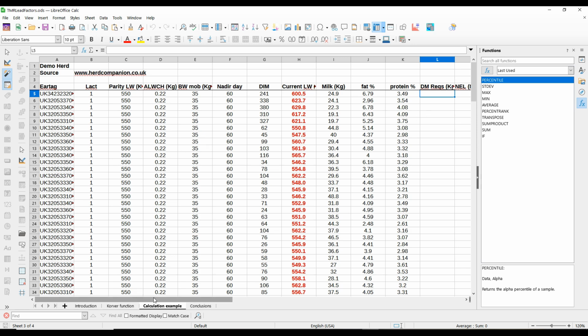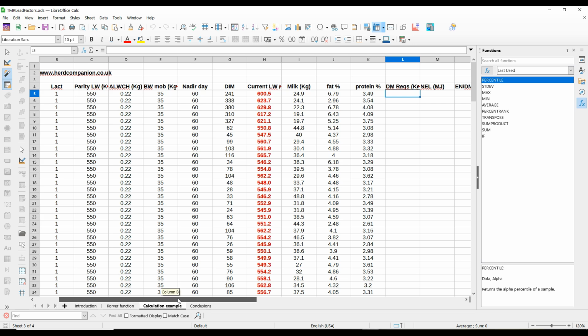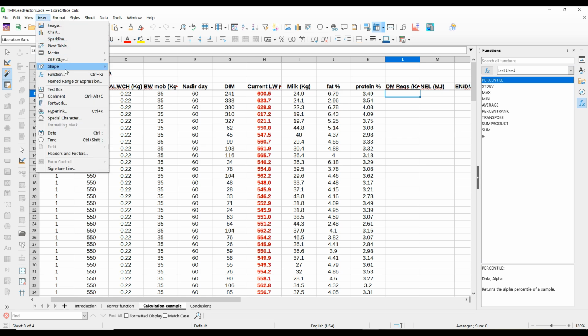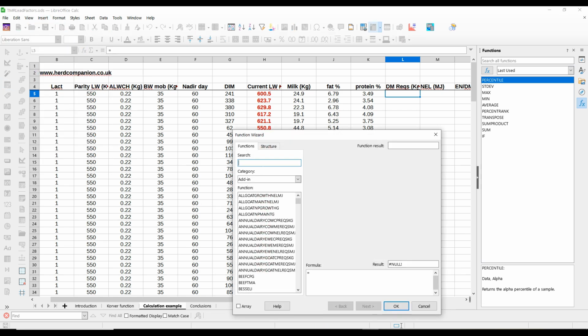Now let's calculate the dry matter and energy requirements for all animals in the dataset. Insert functions. The extension is available, but it comes as a part of a book I wrote in Greek about ruminant nutrition and the calculations of nutrition, but it's in Greek. It's not of interest at this moment.